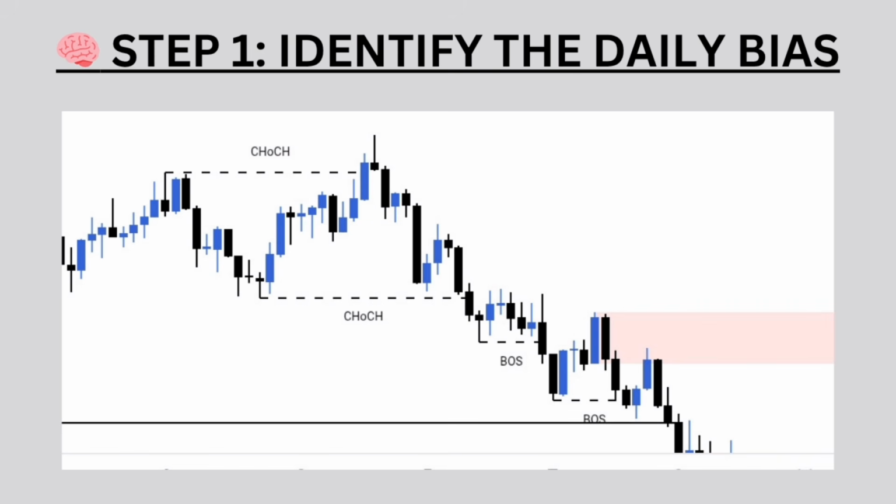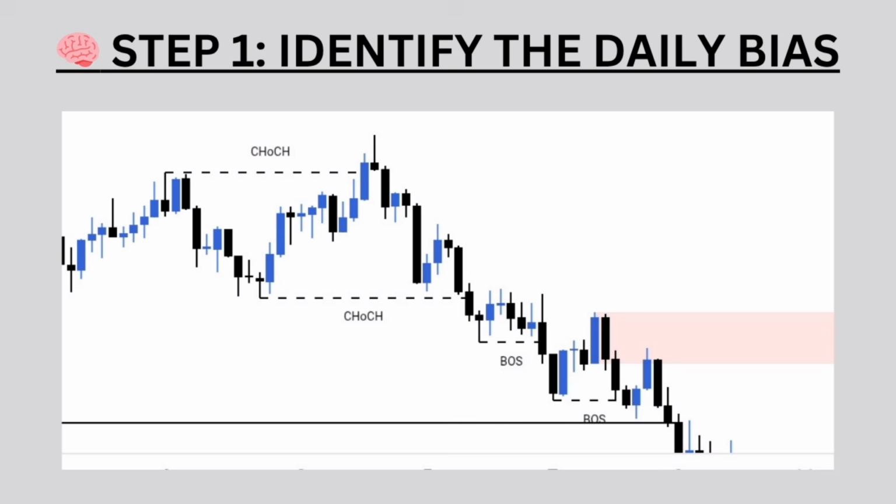Now, in this particular picture, you can see that after that last change of character to the upside, we have another change of character again to the downside before seeing a series of breaks of structure to the downside, stating that we are bearish in this particular market scenario. We are bearish, and as we are bearish, we'll be looking for what?